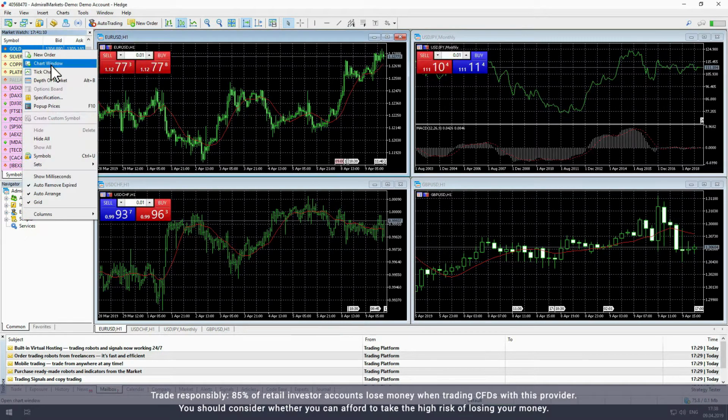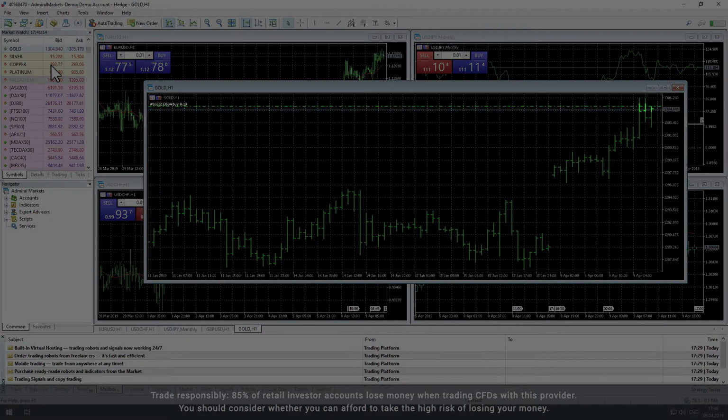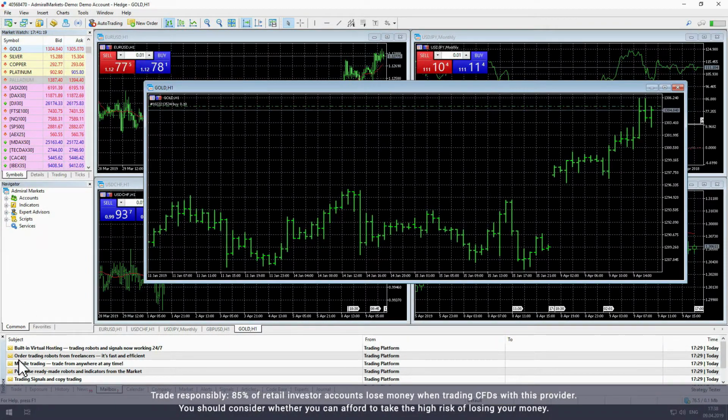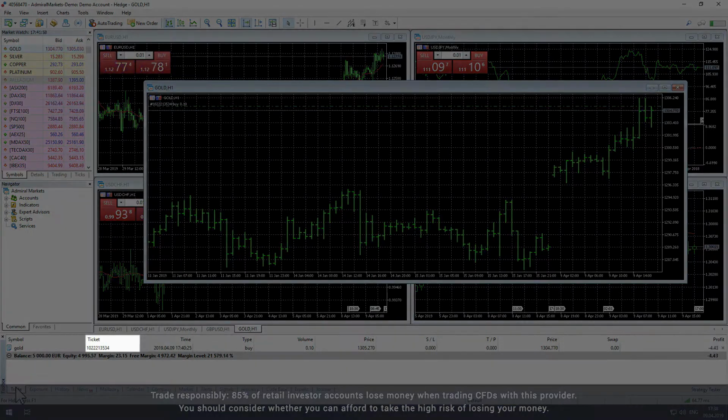In the Chart window, you can see the price level at which the trade was opened, along with any take profits or stop losses you set. In the toolbox, you can see the ticket number, which is the number assigned to your trade in the system, the time it was opened, the type of trade, the volume, the price when the trade was opened, your stop loss and take profit, the current price, and your running profit. It also lists the swap, which is similar to an interest rate charged for keeping positions open overnight. This may be either positive or negative, and it will affect your profit or loss.